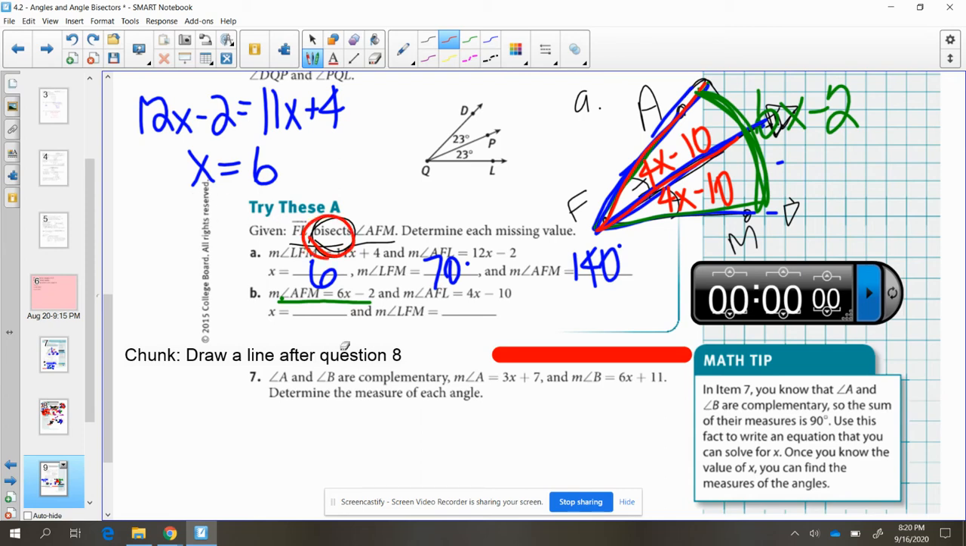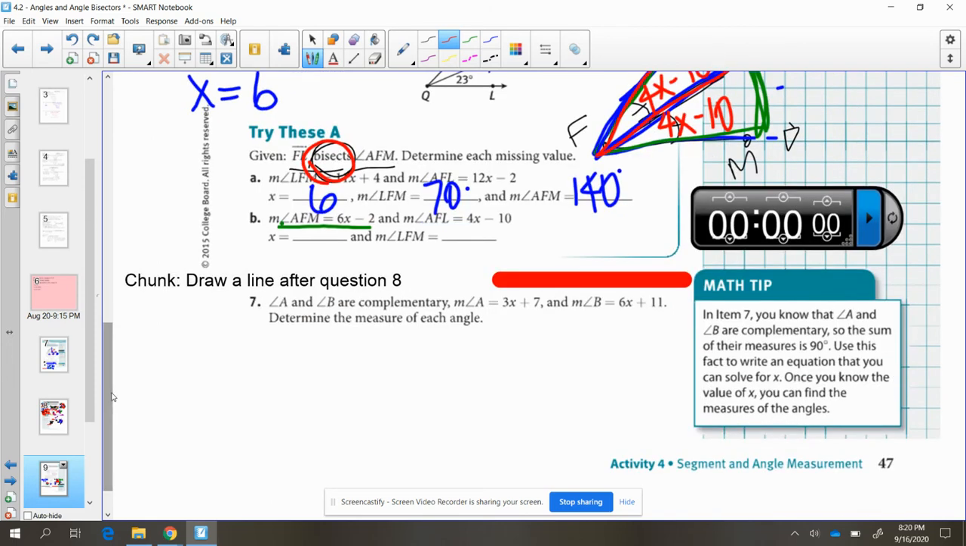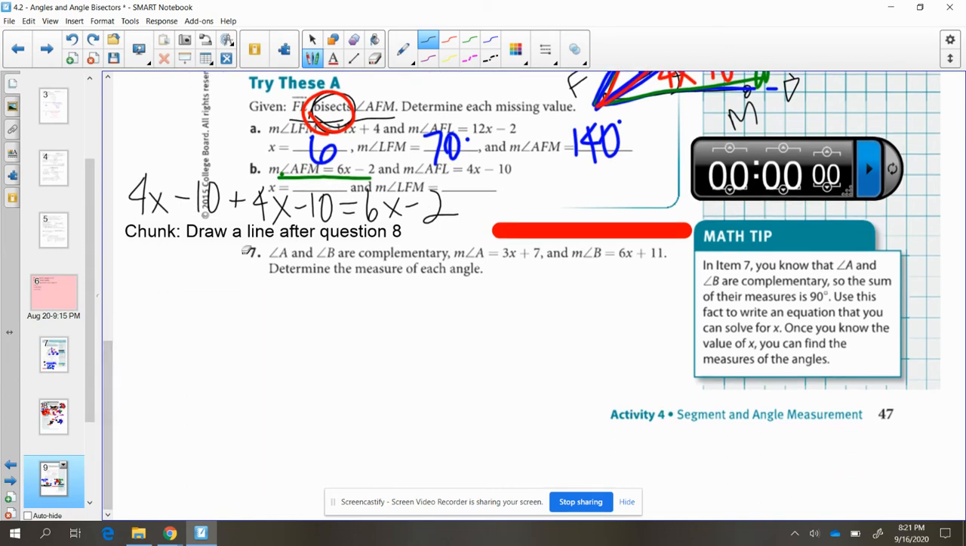So on this particular problem, to set up and solve, we're going to want to treat this like we did on the last problem, where we take 4x minus 10 plus 4x minus 10 and set that equal to the big angle 6x minus 2. Now I'm not going to finish solving it just to save time, but I'm going to leave that to you guys, and make sure you also plug it back in.